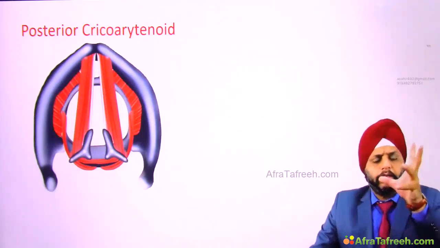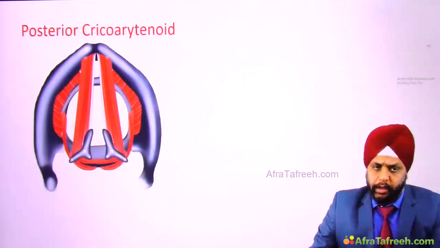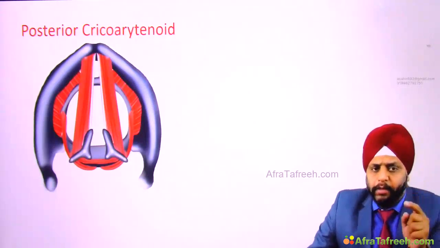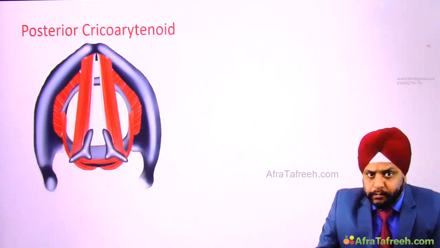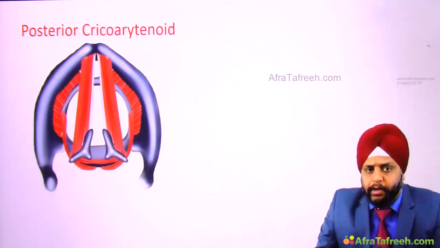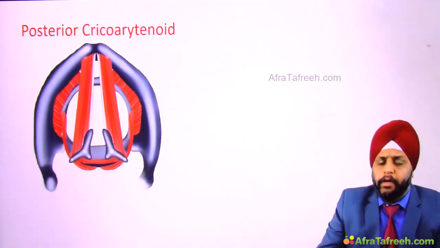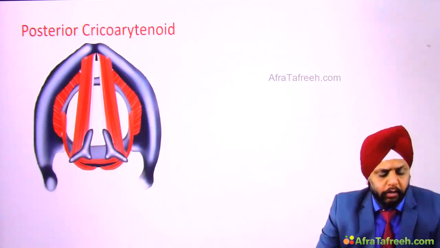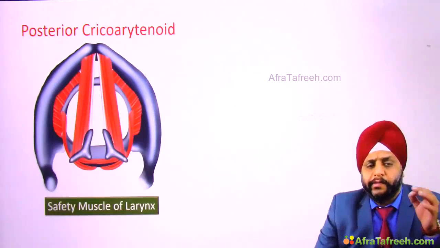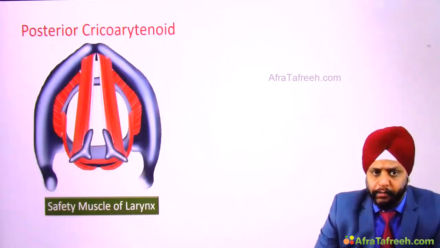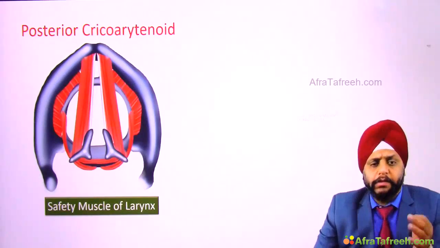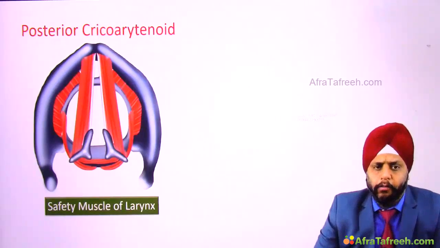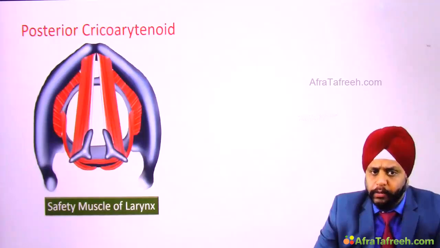Remember, all the other muscles close the larynx. But this is the only muscle which opens the larynx, and it helps us breathe. Okay, so this is like a safety guard. All others are closing, but somebody has to open so that you are able to breathe. Therefore, this is the safety muscle of the larynx. If it does not open the airway, we cannot breathe. So this is the safety muscle of the larynx, the posterior cricoarytenoid muscle.